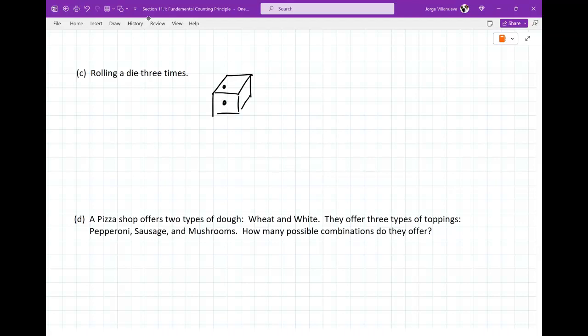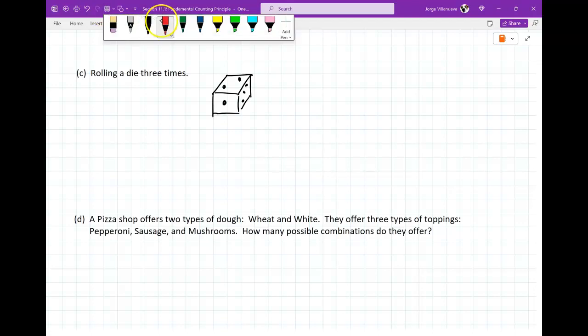There's a 1, a 2, a 3 here, right? So that's what we're doing. We're going to roll it 3 different times. How many sides does a die have? It has 6 total sides, right? So they want me to do it 3 times. So the event is rolling the die. And they said do it 3 times. So I'm going to have 3 events.